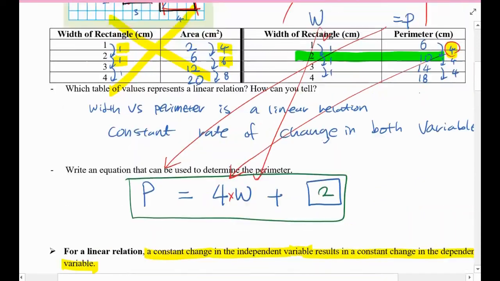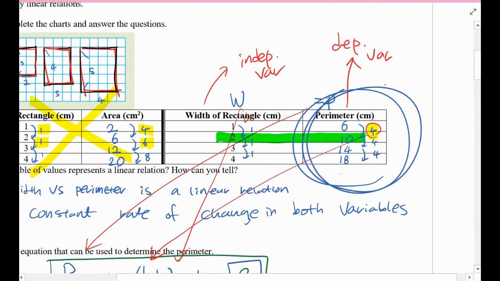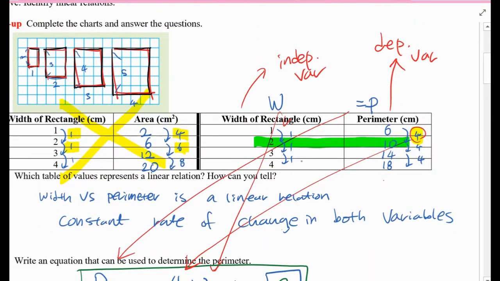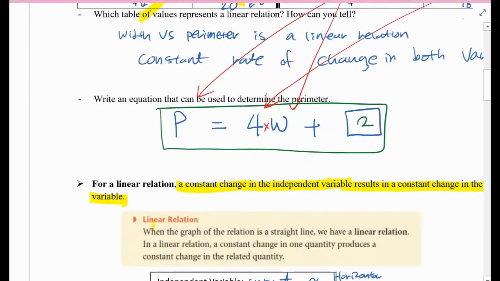So y value changes depending on x. So therefore output and y value and vertical variable is a dependent variable. Okay, so x is independent and y is dependent. So if you look at this, input is this, and depending on this value, we found the output value. So therefore, output is a dependent variable, and input is an independent variable. Make sense, everyone? Let's move on.